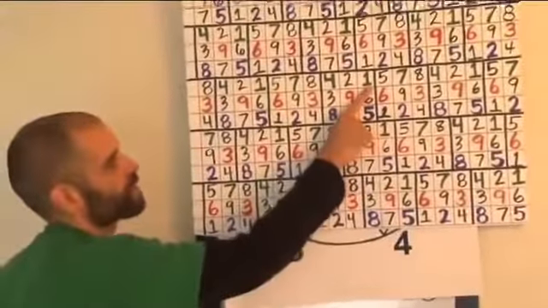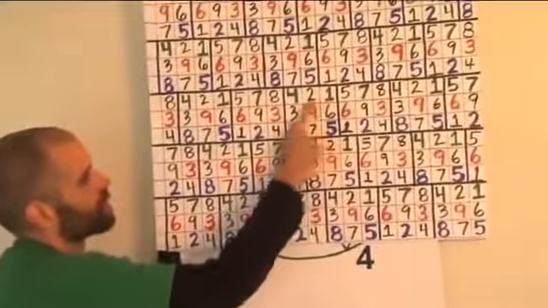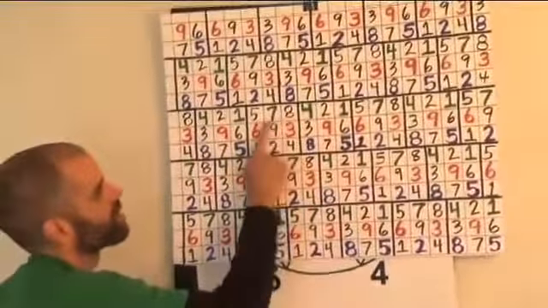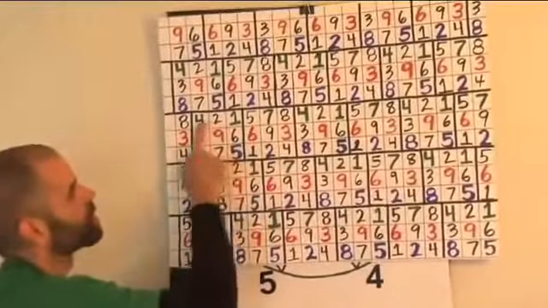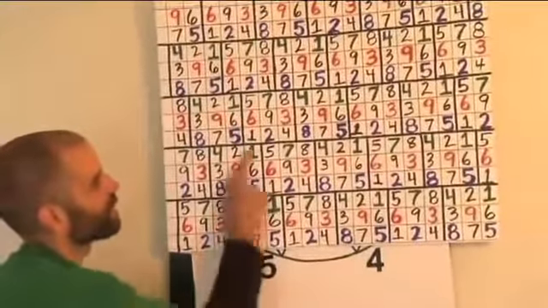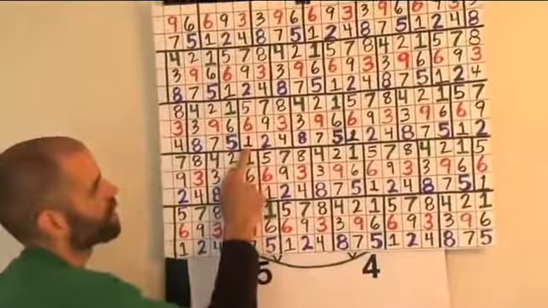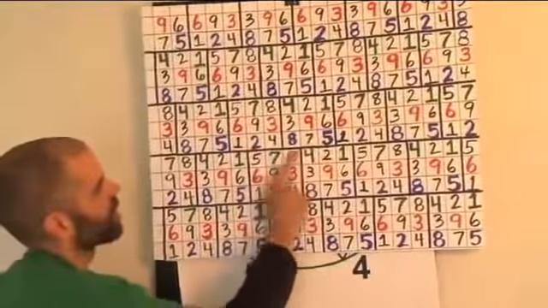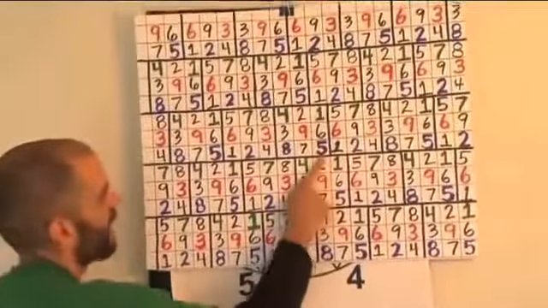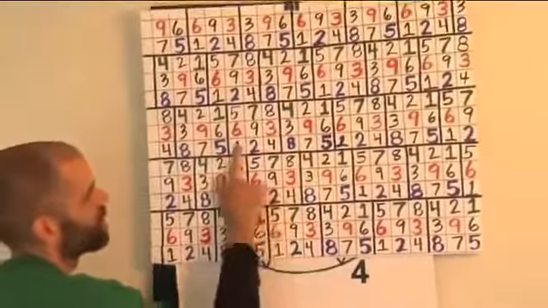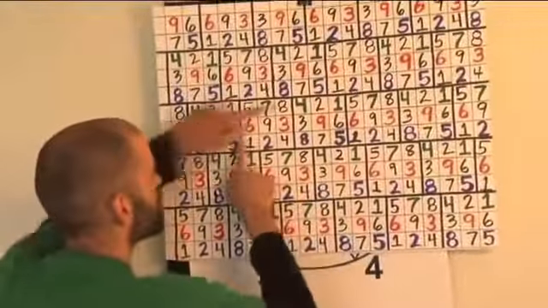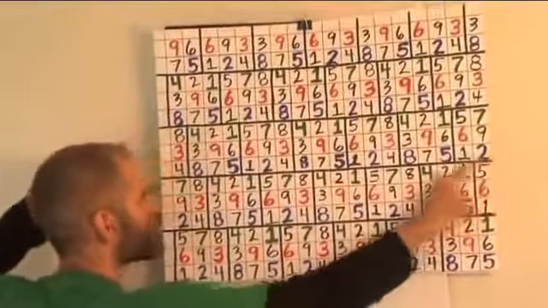Well, I notice if I come this way, I've got my doubling. 1, 2, 4, 8, 7, 5, 1, 2, 4, 8. And if I go this way, I've got doubling going the other direction. 1, 2, 4, 8, 7, 5. Or I could say I have halving. Right? They're both going on at the same time. These are mirror image doubling circuits.